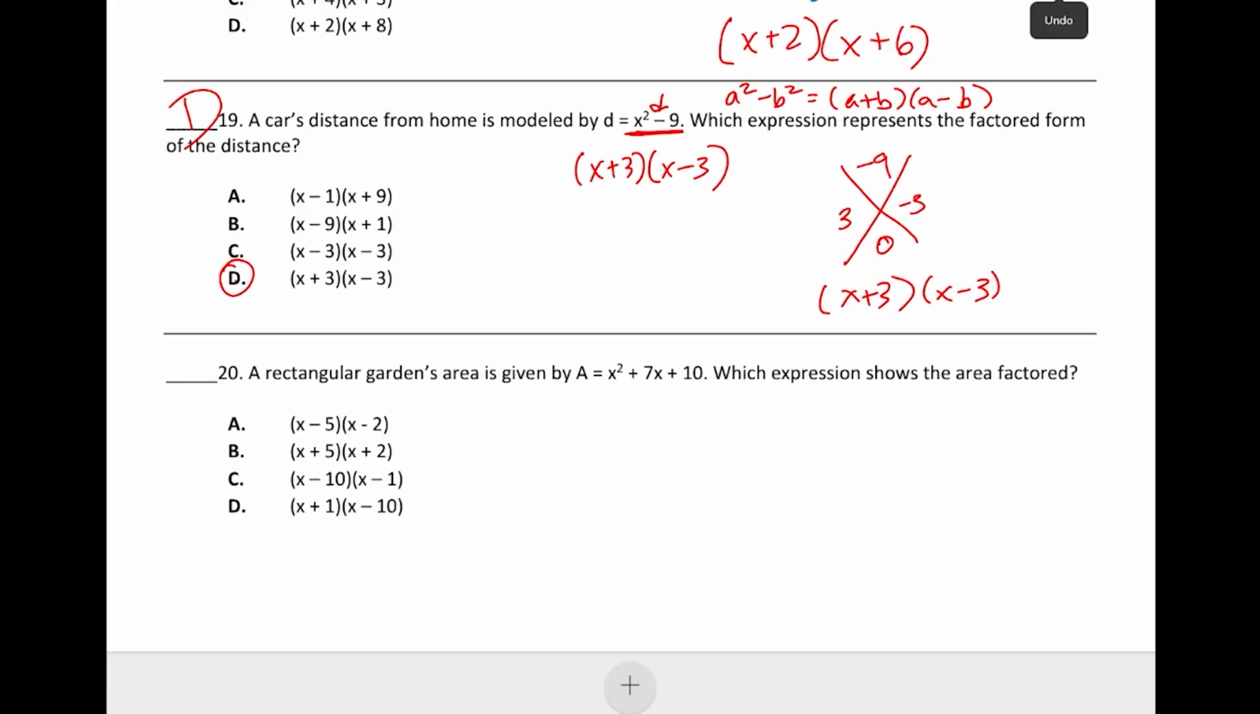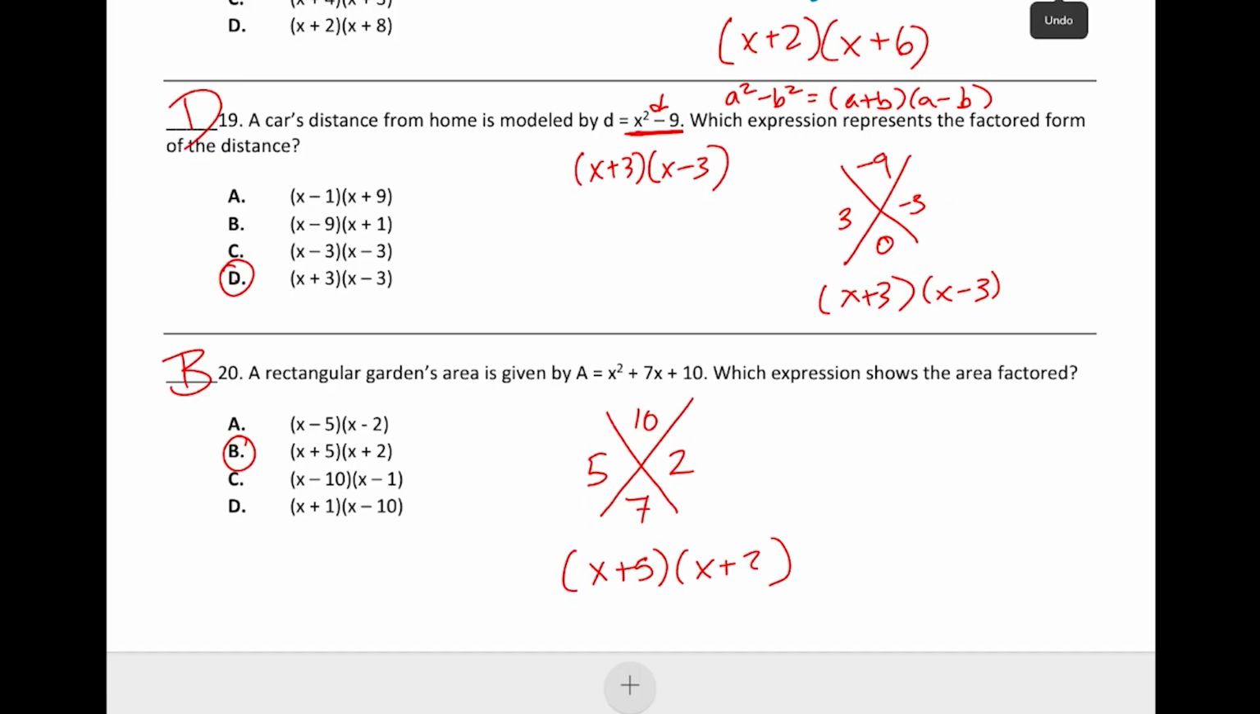And so let's finish off this review with another similar problem here. A rectangular garden's area is given by A equals x squared plus 7x plus 10. What expression shows the area factored? Let's do the big X one last time here, with the constant being 10 and the linear coefficient being 7. Two numbers that multiply to give me 10 and add up to 7 would be 5 and 2. So the two factors would be x plus 5 and x plus 2. And that is it for today's review over factoring.